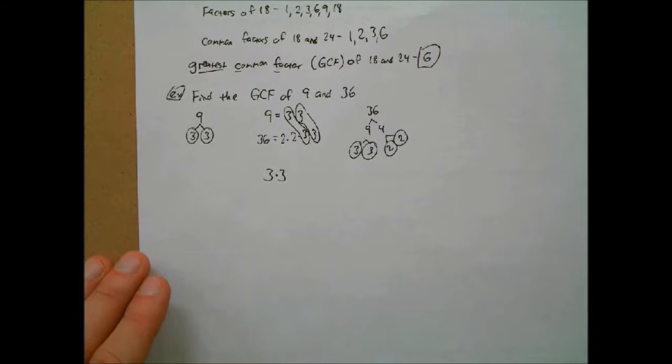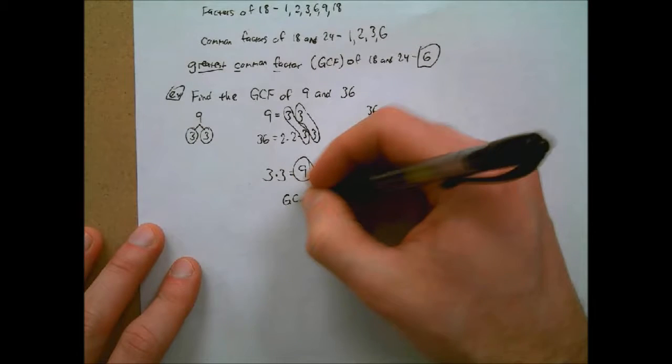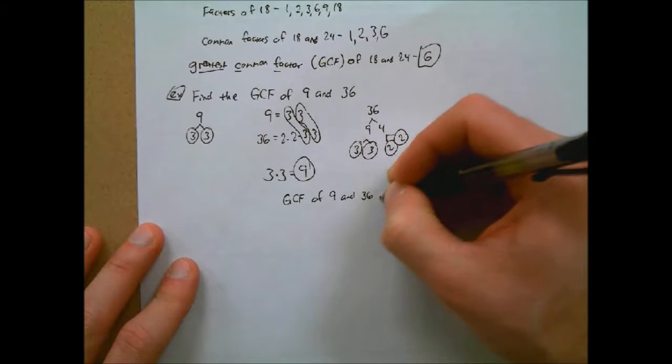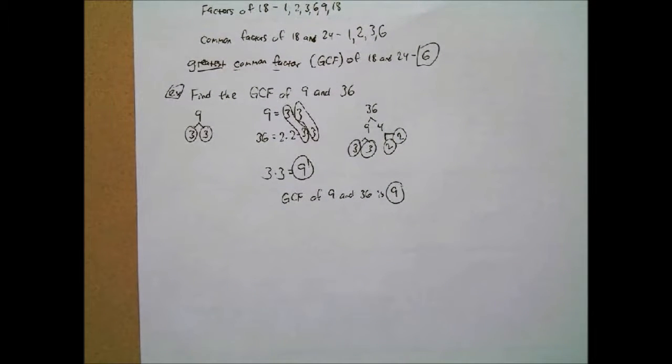And what does that make? 3 times 3 makes what? 9. So the GCF of 9 and 36 is 9. Okay? The greatest number that divides 9 and 36 is 9. Okay? Questions on any of that?